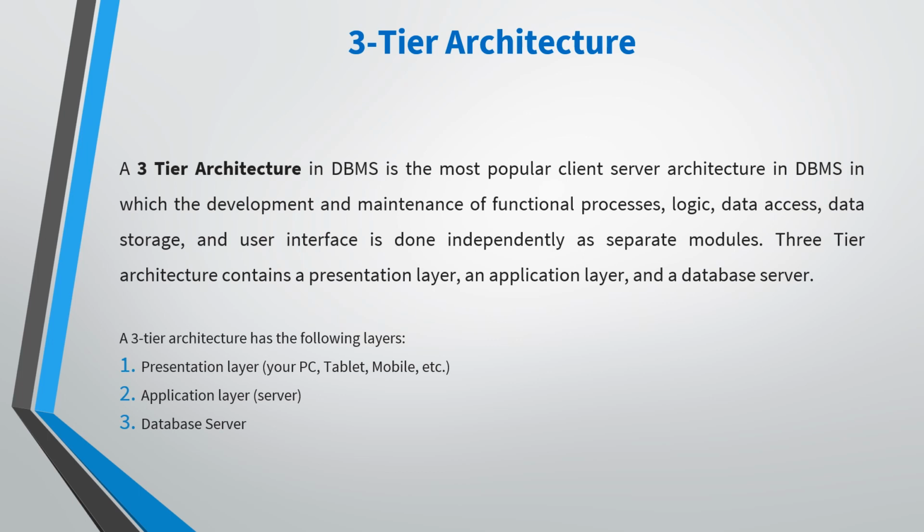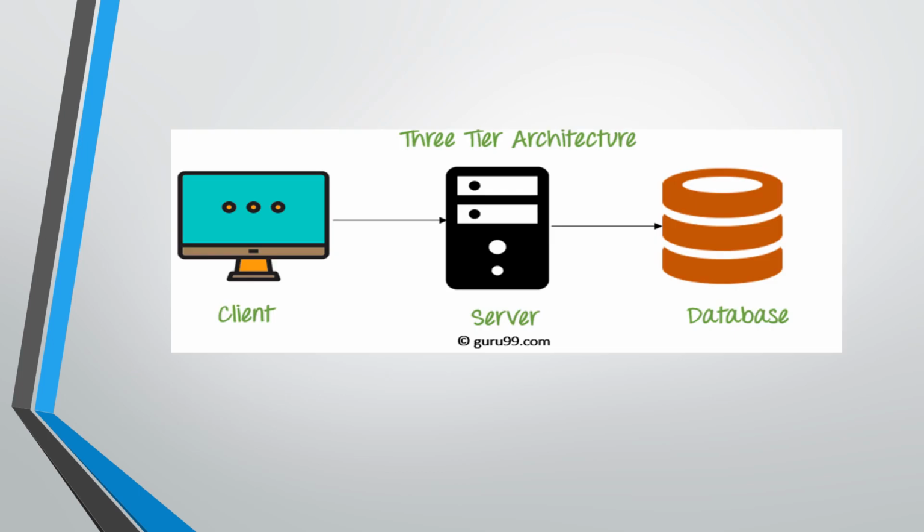The third one is the three-tier client-server architecture. This type of DBMS is the most popular client-server architecture. In it, the development and maintenance of the functional process, logic, data access, data storage, and user interfaces is done independently as separate modules. The three-tier architecture consists of three different layers: presentation layer, application layer, and database server. In the next slide, here is the diagrammatic representation of the three-tier architecture.